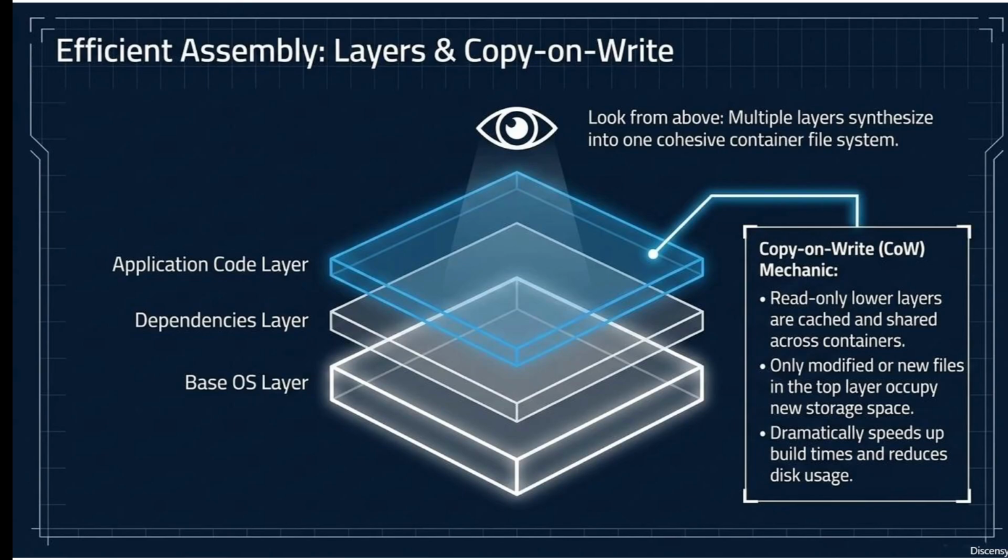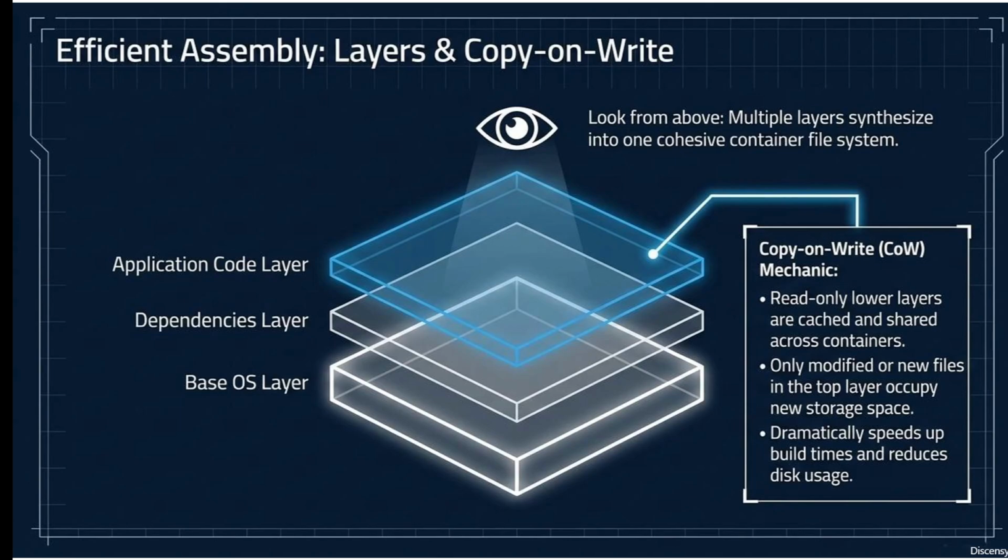Efficient assembly, layers, and copy on write. So let's get to know about the copy on write mechanic when it comes to Docker. There are three main layers when it comes to Docker: the application code layer, dependencies layer, and base OS layer. We can perform operations only on the application code layer. So we can only read the dependencies layer and the base OS layer. So we can perform the copy on write, like update operations, on the application code layer.